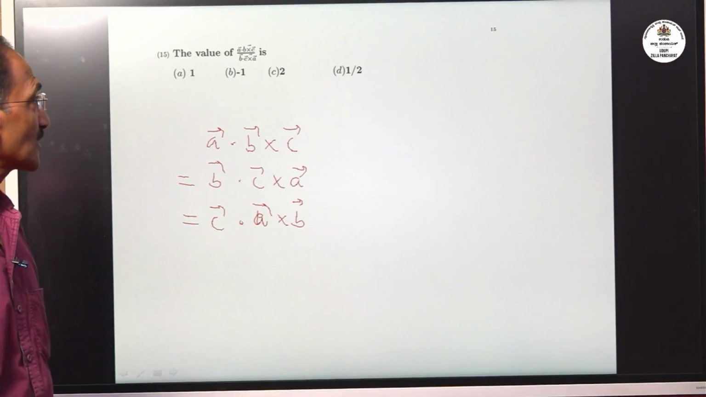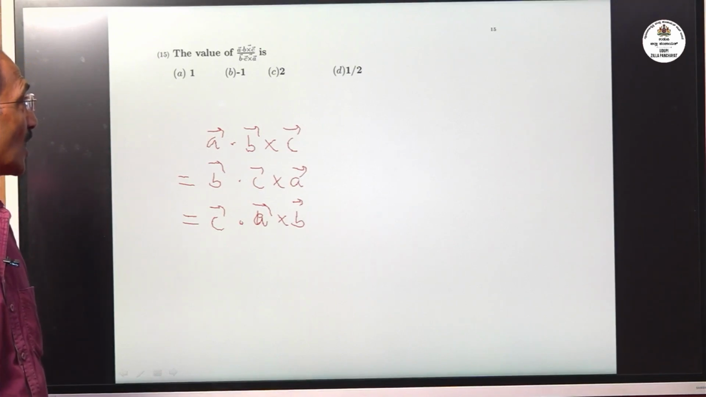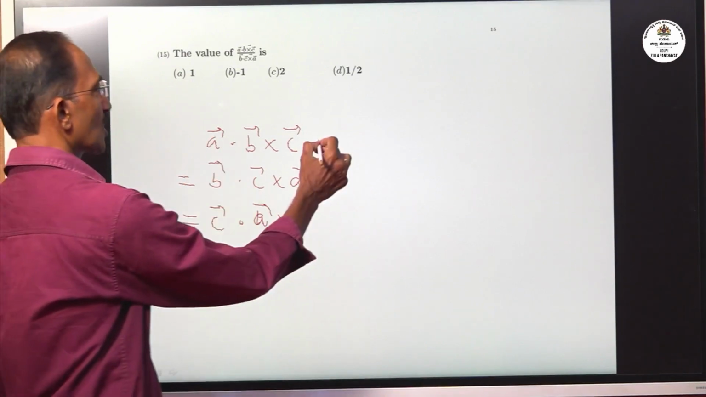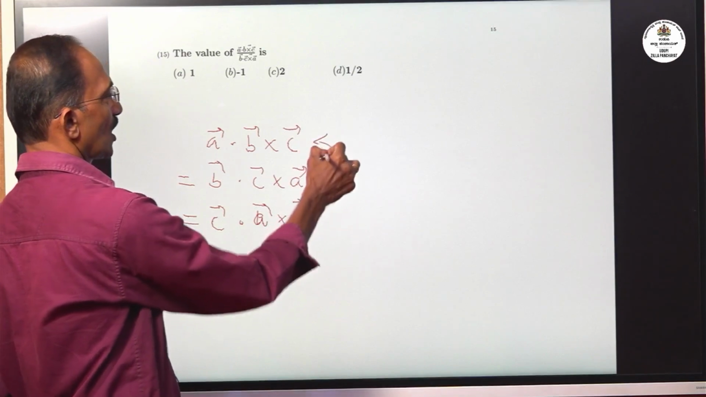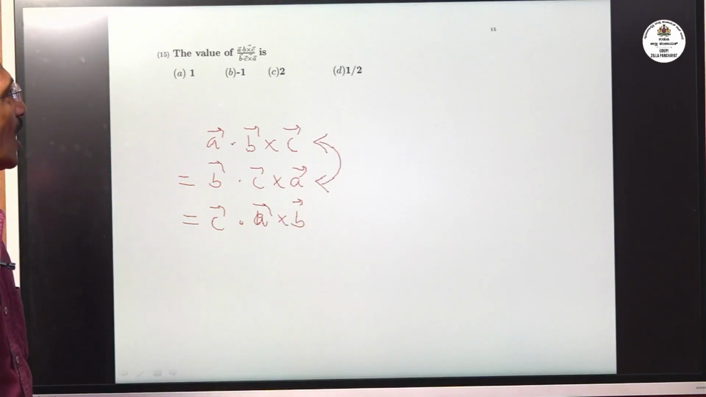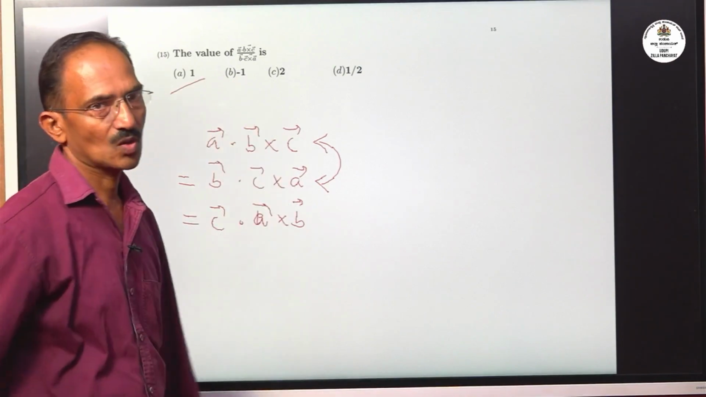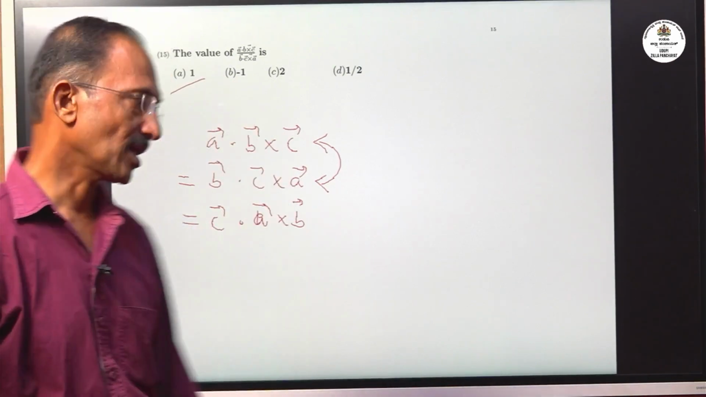Just observe the denominator. The numerator is A dot B cross C, and the denominator B dot C cross A is also equal to A dot B cross C. So both are equal, just cancel it out, and you are getting answer 1. So option A is the right answer.